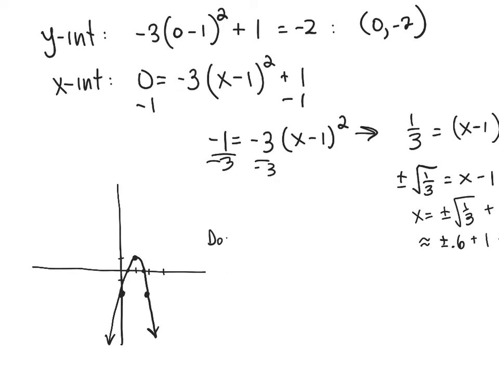Domain is all real numbers. Range, if we look at where this vertex is, the y value of that vertex is 1, and the graph faces upside down. So the range goes up to 1 and down to -infinity. So the way you would write that in interval is you always have the smaller value first, and the smaller value is -infinity, and it goes up to 1. So the range is from -infinity to 1.